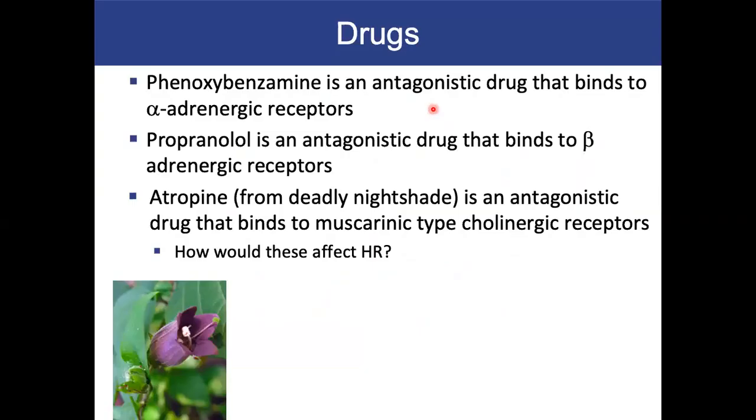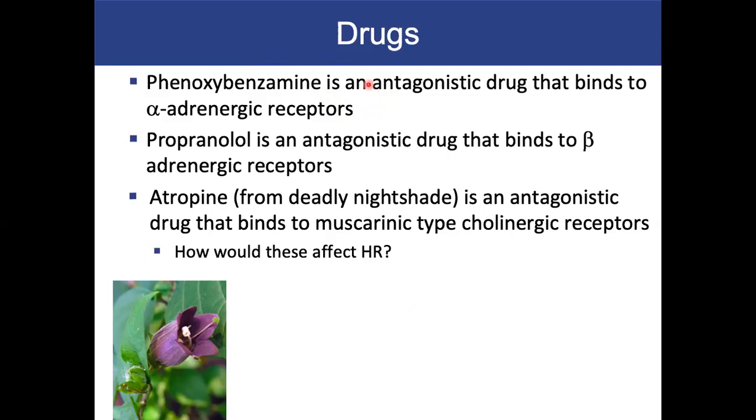Drugs. So again, I want you to go back to your nervous system notes and your drawings, right? You should have one for your nerve to heart and one for sympathetic and for parasympathetic. So let's talk about drugs for a second.